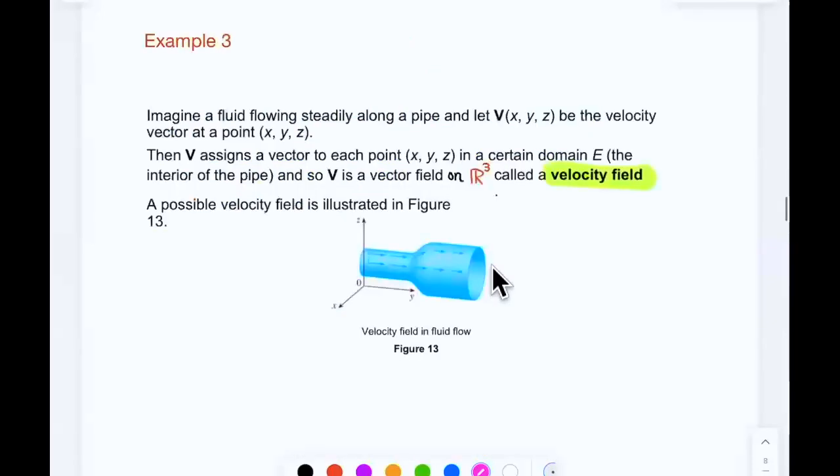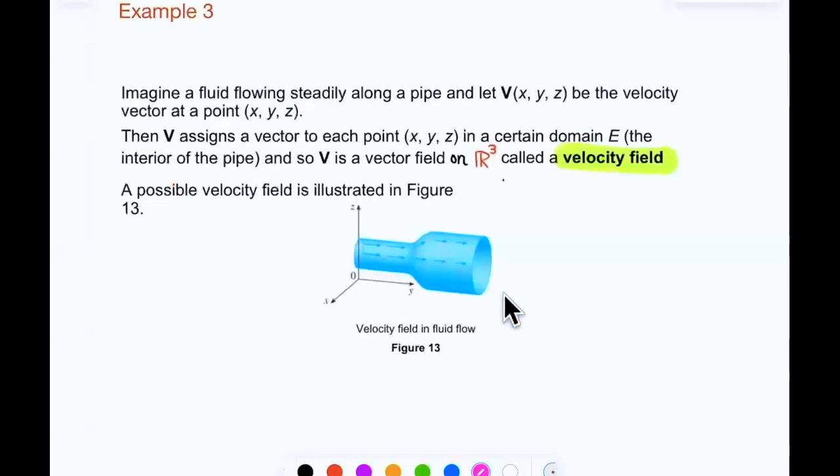Now let's go back. Now look at this example over here. Imagine a fluid flowing steadily along a pipe, and let V of X, Y, Z be the velocity vector at this point X, Y, Z. V assigns a vector to each point X, Y, Z in a certain domain E, which is the interior of the pipe. And so V is a vector field on R3 called a velocity field. So this is a possible velocity field illustrated over here.